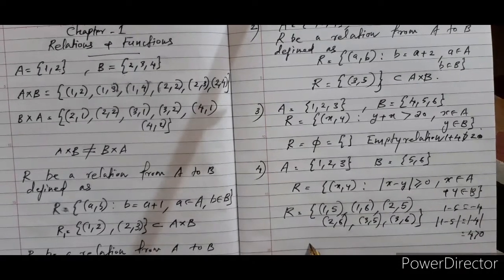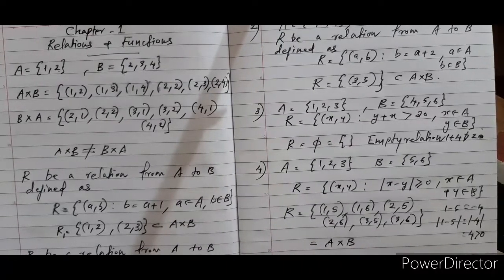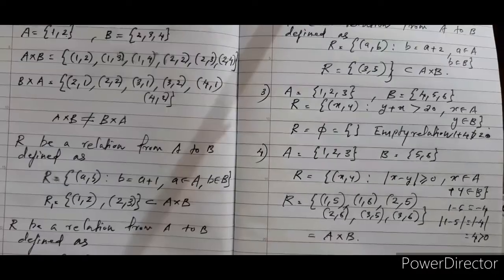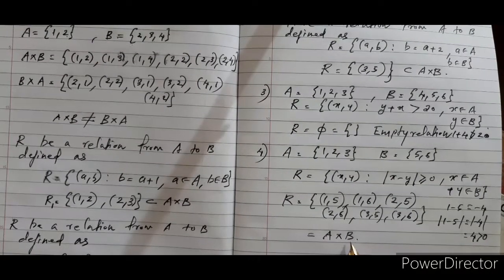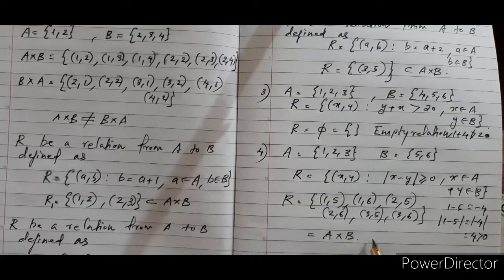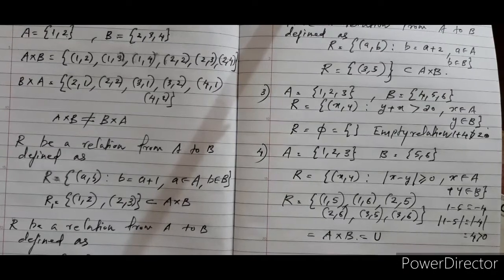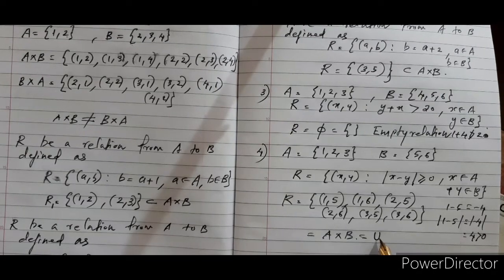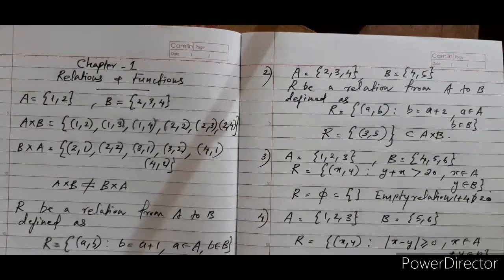That means R will be A cross B. R equal to A cross B. So if R equal to A cross B, then relation R is called universal relation. We denote it as U. It is the biggest relation and empty relation is the smallest one. Okay.